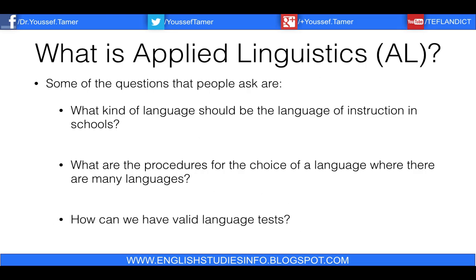How can we have valid language tests? Assessment. Assessment is not an easy issue. You don't just come and do an assessment. No, it is a field that has its own theories, principles, and so on and so forth.